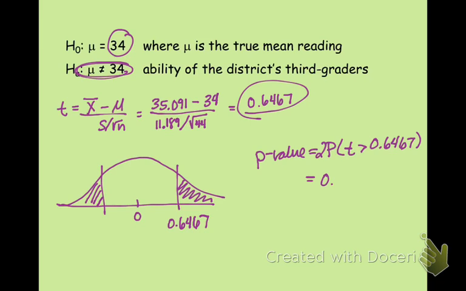So we're going to calculate the probability of getting a value greater than 0.6467, or double that. When we calculate this, we get a p-value of 0.5212. In other words, we have a 52% chance of getting the result we got, even if there was no difference between our students and the true national mean. So guess what? We're definitely going to fail to reject this hypothesis.